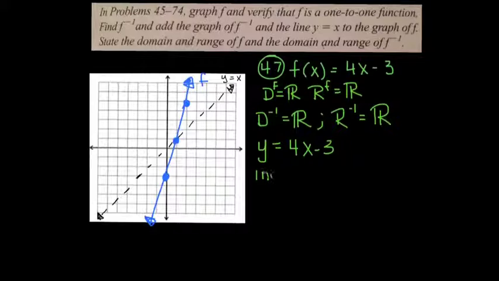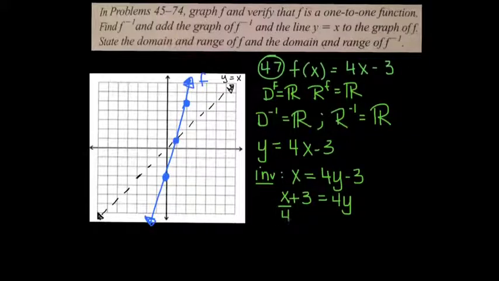To calculate the inverse, my original function is y equals 4x minus 3. So the inverse will just be found by switching the x and the y, which is x equals 4y minus 3. To solve for y so that it's in functional notation, I can add that 3 to both sides to get x plus 3 equals 4y. Divide everything by 4.